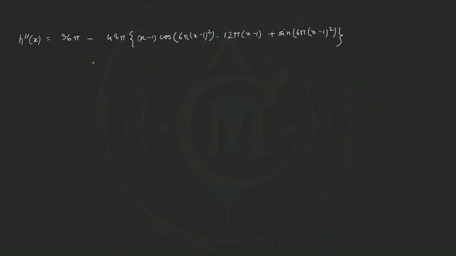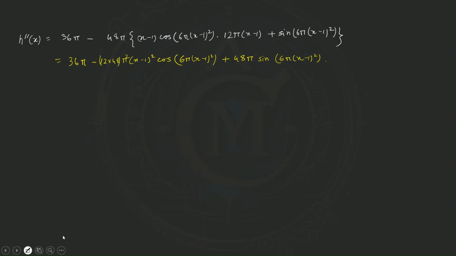So if we simplify this, we get 36 pi minus 48 pi, this will be (x minus 1) whole square, and it will be 12 pi again, so pi square into this we can write as 12 into 48. Let us keep this as it is. And then we have cos of 6 pi (x minus 1) whole square, then we have plus 48 pi sine 6 pi (x minus 1) whole square.